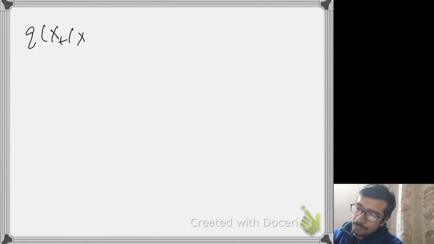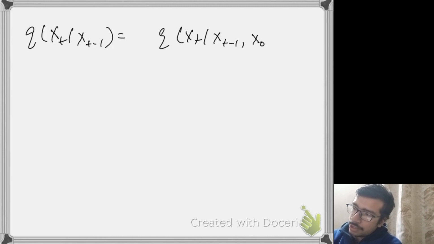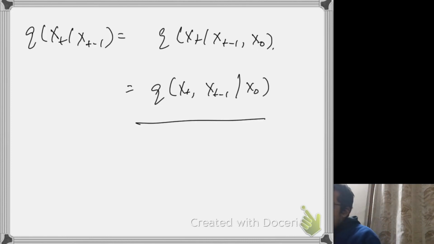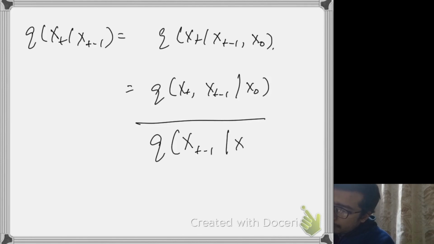So in order to flip the order of latent variables, we first introduce x naught. So we write xt given xt minus 1 as xt given xt minus 1 and x naught. And now we can write it as q of xt comma xt minus 1 given x naught over q of just xt minus 1 given x naught.